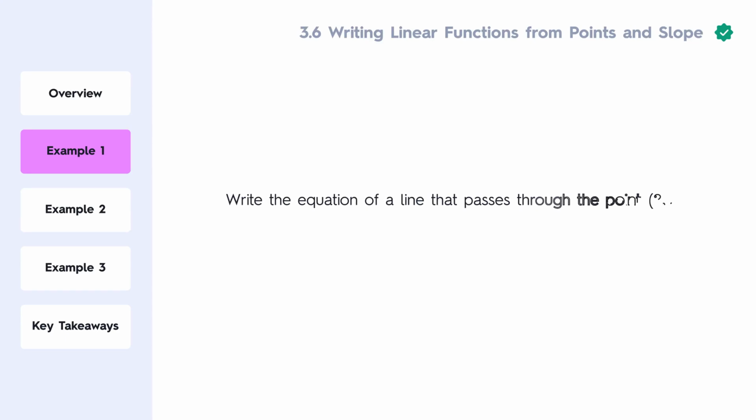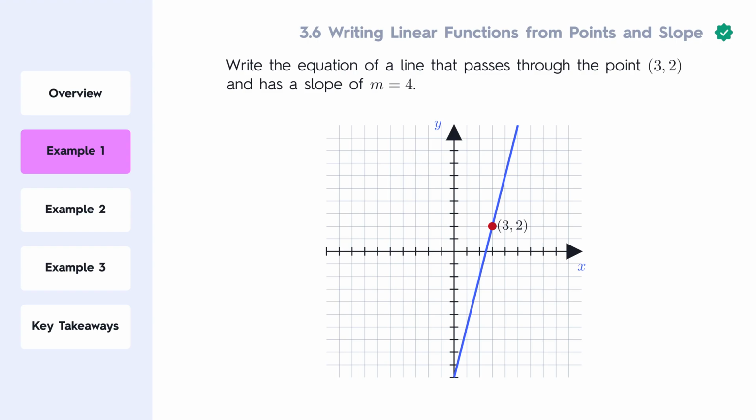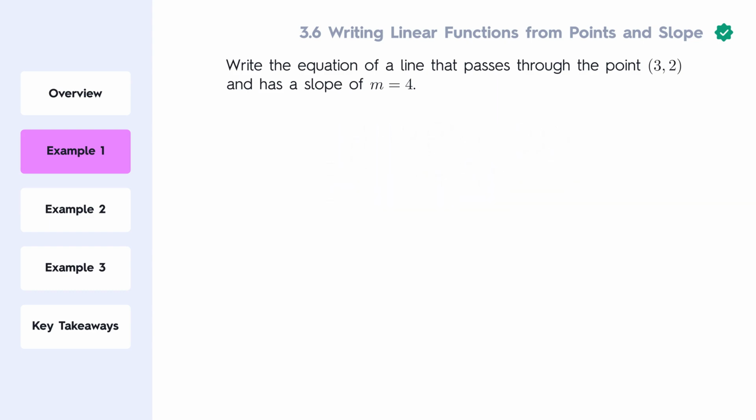Write the equation of a line that passes through the point (3, 2) and has a slope of m equals 4. We're given a point, (3, 2), and a slope, m equals 4. To write the equation of a line, we'll use the point-slope form. Here, the point (x1, y1) is (3, 2), and the slope m is 4. Let's substitute these values into the formula.